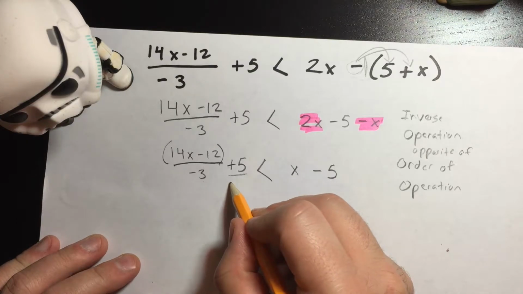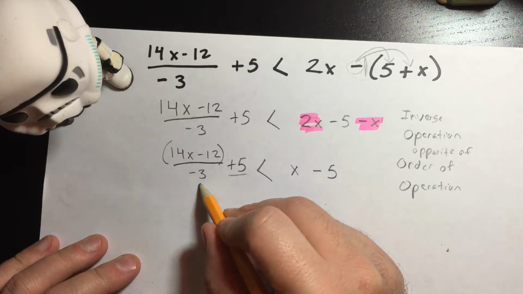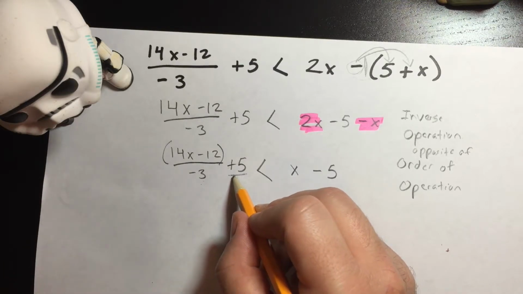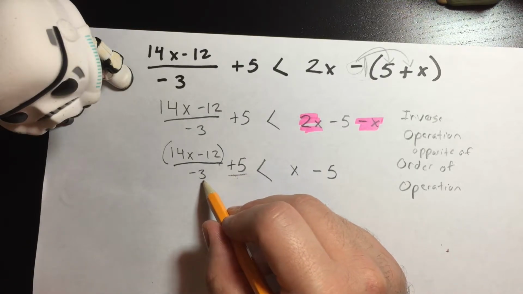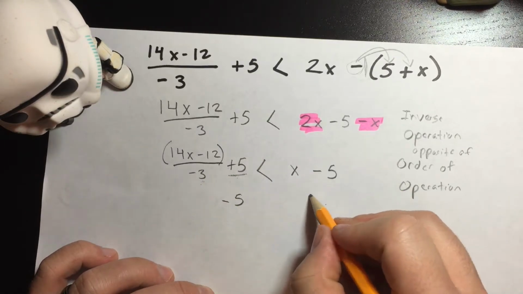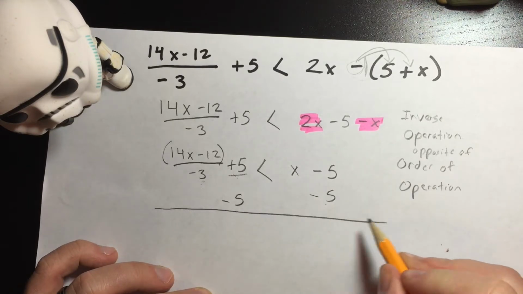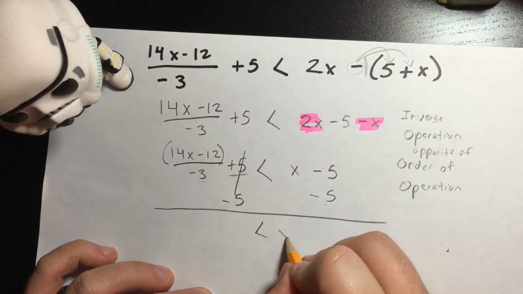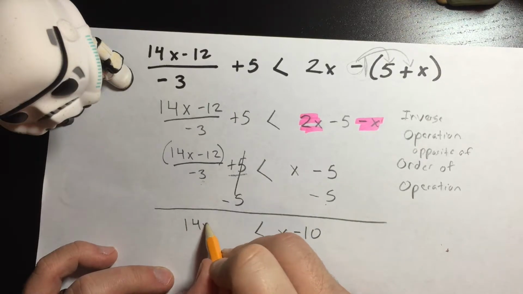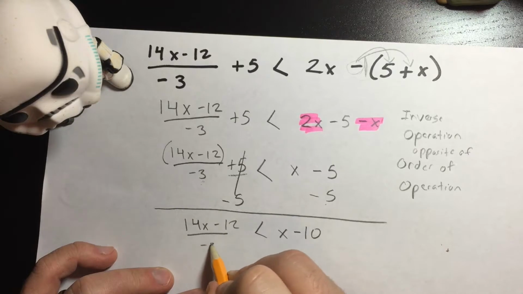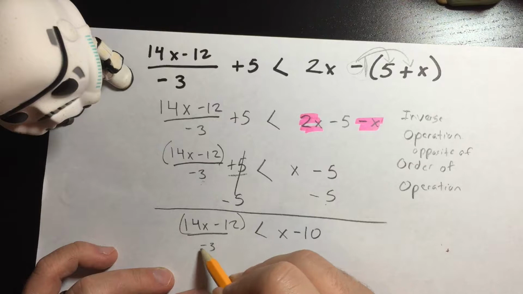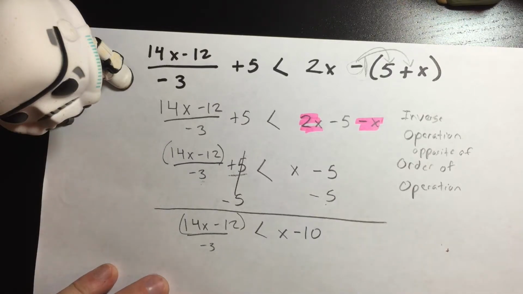Here we go. Addition. We're doing addition before division because the addition is the opposite. We're doing the opposite of order of operations, not addition, not multiplication and division. Addition and subtraction first. Let's subtract 5 from both sides. This becomes x minus 10. And here it becomes 14x minus 12. Again, you don't want to add 12. Why? Because this is together. You need to get rid of this -3 first before you can do anything like that.